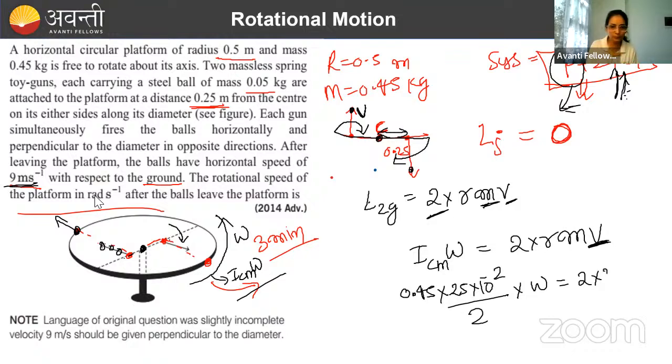This distance was how much? 0.25. So this is this into 2 into r into mass was how much? Mass of individual was 0.05. So 5 by 100 again into velocity was 9. So now calculating how much value you're getting. This is 25. This is 25.